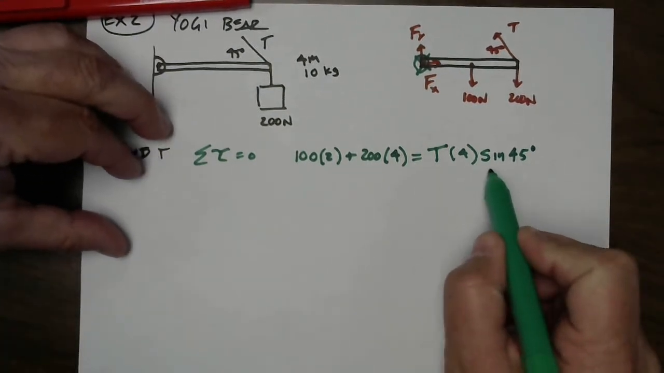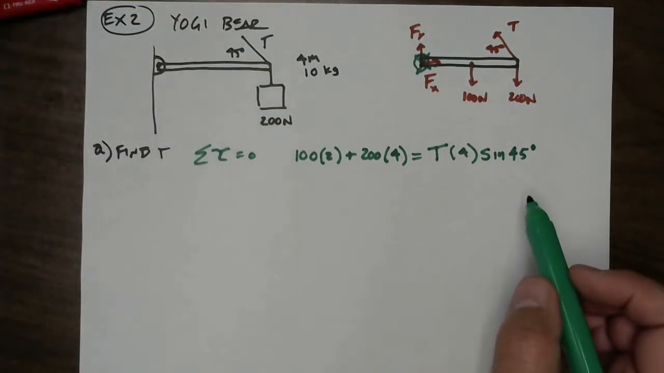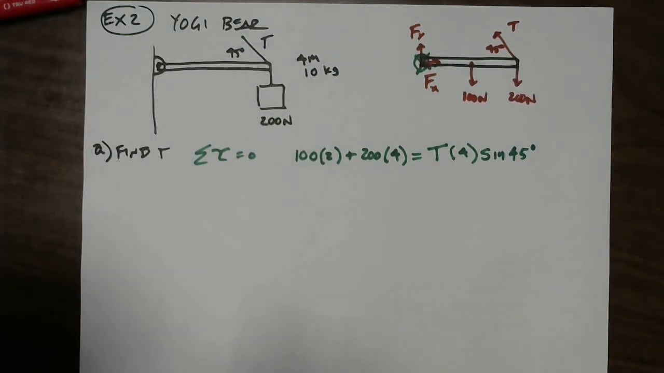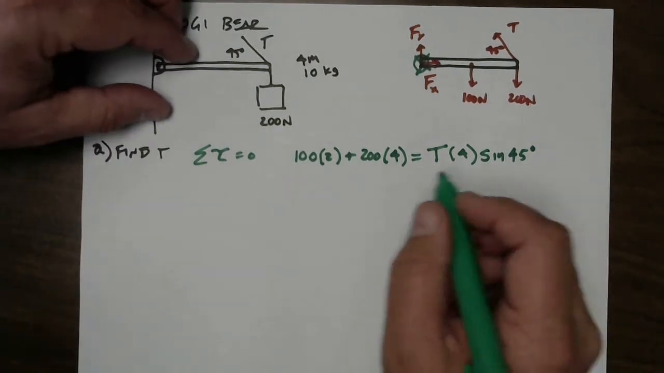Now, if you don't know why I chose sine for this, then you are not able to componentize vectors in your head yet, and that's fine. You need to continue componentizing them with a drawing off to the side until you internalize that process. It will happen for you.